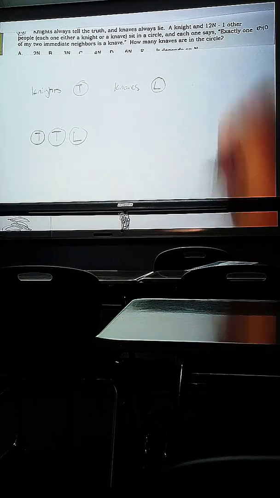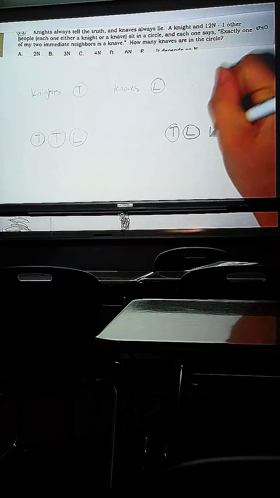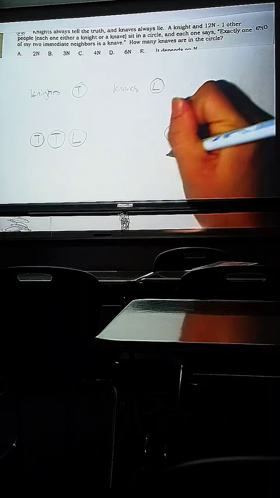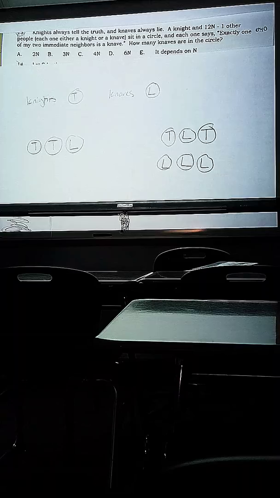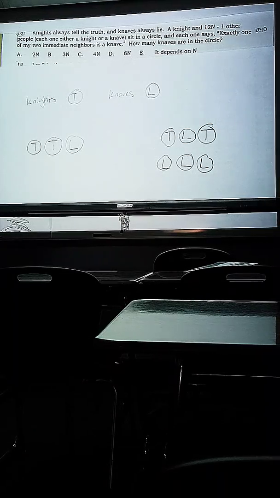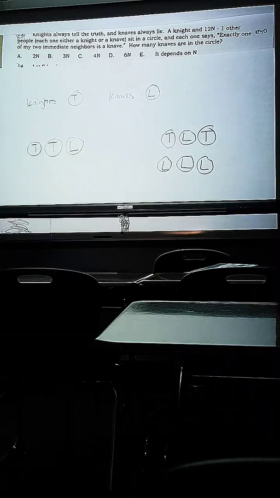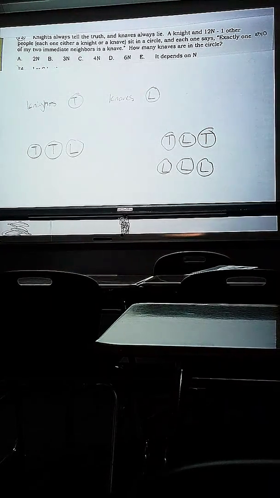And then if you start with a knave, the knave is always going to have either 2 knights sitting next to them or 2 knaves sitting next to them. Because the statement that they all say is that exactly one of my 2 immediate neighbors is a knave, and knaves lie. So the opposite of that statement has to be true for the knaves.